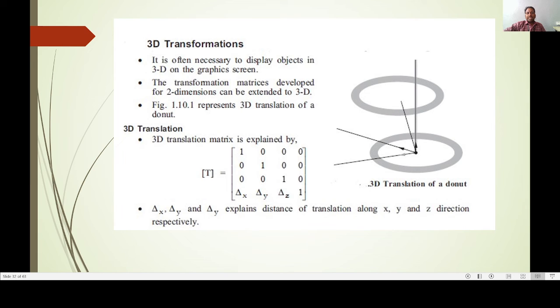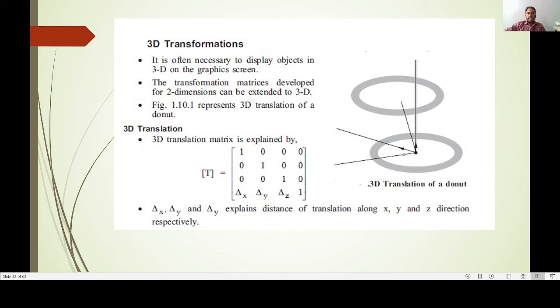Then the 3D transformation. Before this we saw 2D transformation, now we are going to see 3D transformation. The transformation matrix is almost the same, which was in the 2 cross 2 form. In 3D transformation, the transformation will be in a 3 cross 3 matrix. Because a 3-dimensional object should be represented in a 3D transformation form. The 3D transformation matrices are developed from the 2-dimensional matrices, extended to 3D.